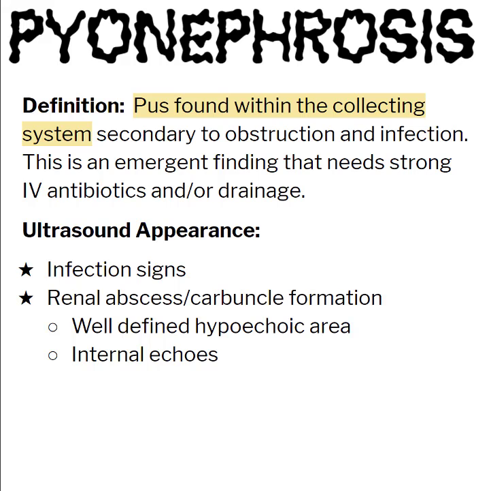As far as ultrasound appearance goes, we're going to see a lot of the same things that we see with pyelonephritis, and we're also going to see a renal abscess, which is also known as a renal carbuncle, start to form. So with the pyelonephrosis, that pus starts to get collected, the abscess or carbuncle starts to form as the body tries to wall off that pus. The renal abscess then is going to look like abscesses that we see around the body, including well-defined hypoechoic areas with some internal echoes.